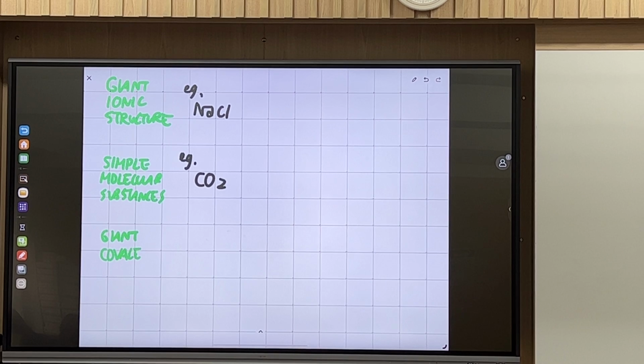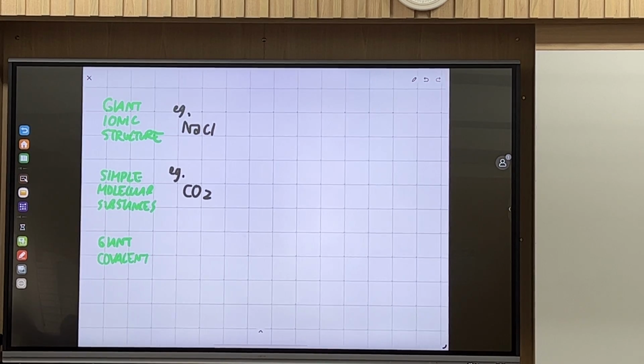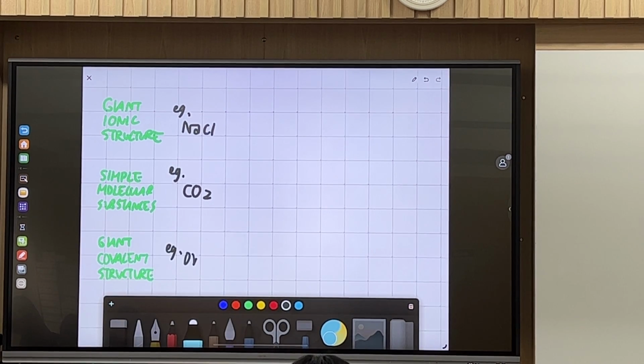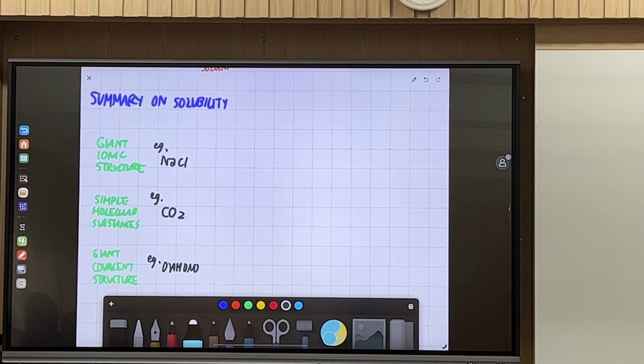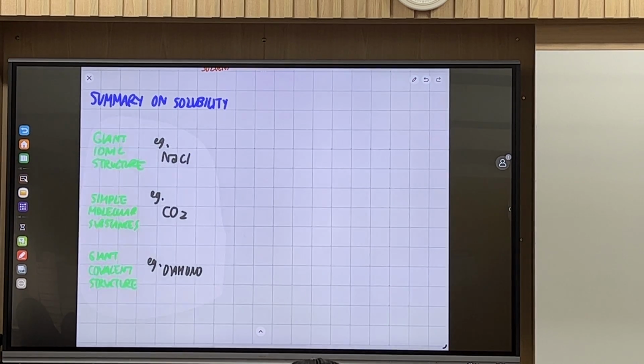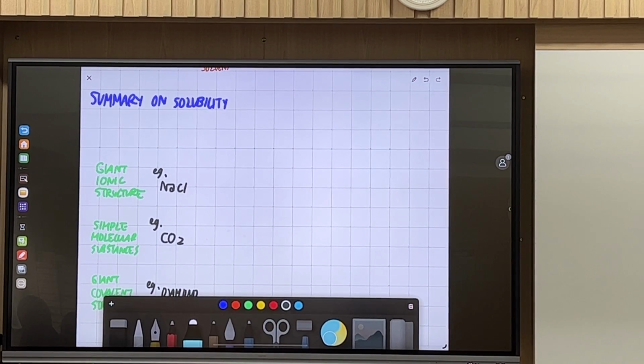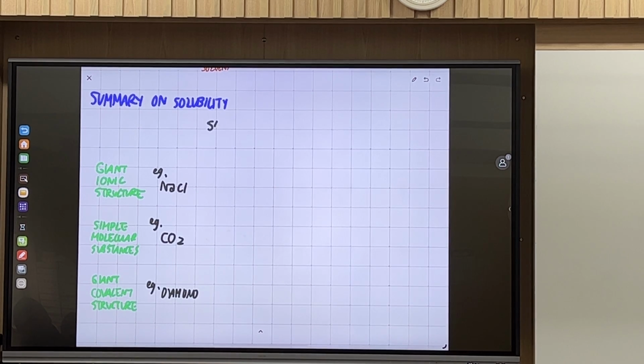Okay, so let's take a look at the solubility, all in one place. On the side, giant covalent structure, e.g., diamond. On the right, we look at their solubility in water, so solubility in aqueous solvent, and then we have solubility in organic solvent.